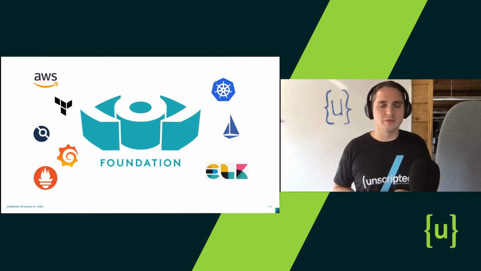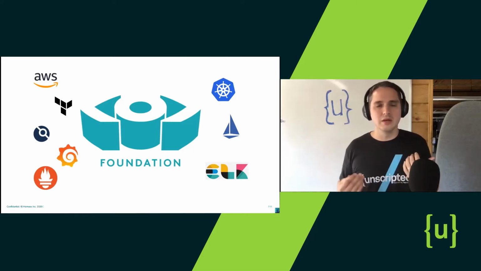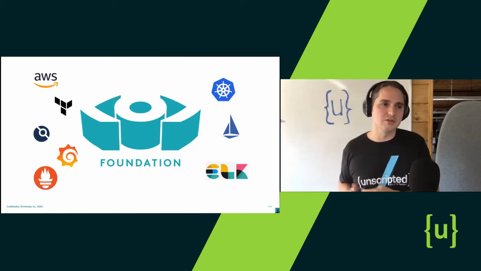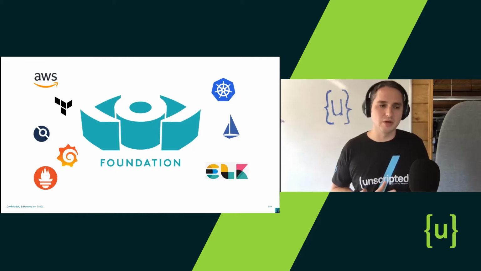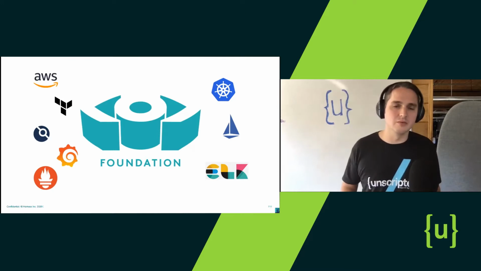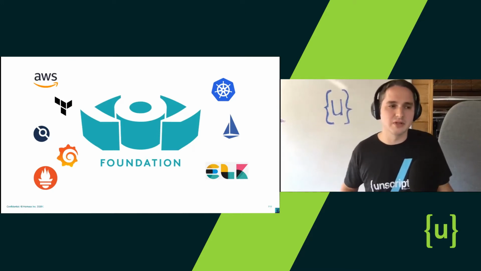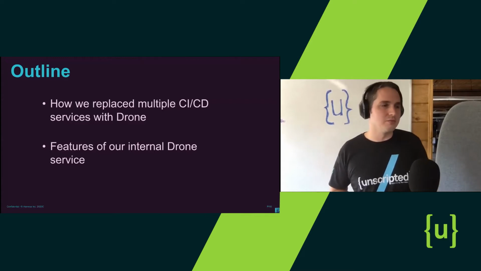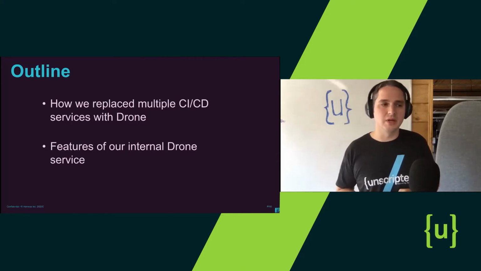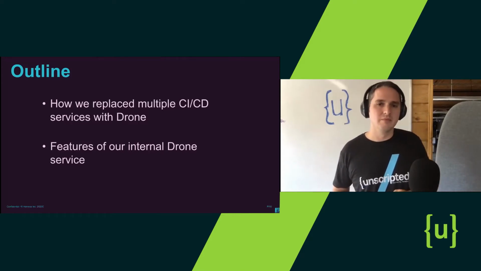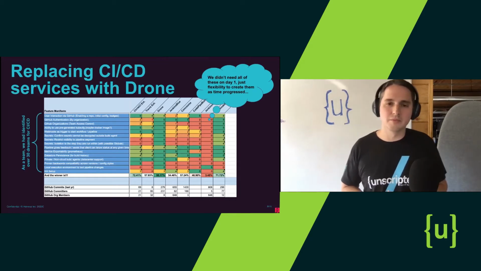Our counterpart European team runs a Kubernetes cluster. They're responsible for things like service mesh with Istio, and they even run an entire logging backend, ELK-based: Elasticsearch, Logstash, and Kibana. So services like these are what we provide to our internal customers, the engineers. What we're going to talk about today is how we replaced multiple CI/CD services with Drone, and we'll show you some features that we've added to our internal Drone service. And with that slide, I will hand it off to Brian.